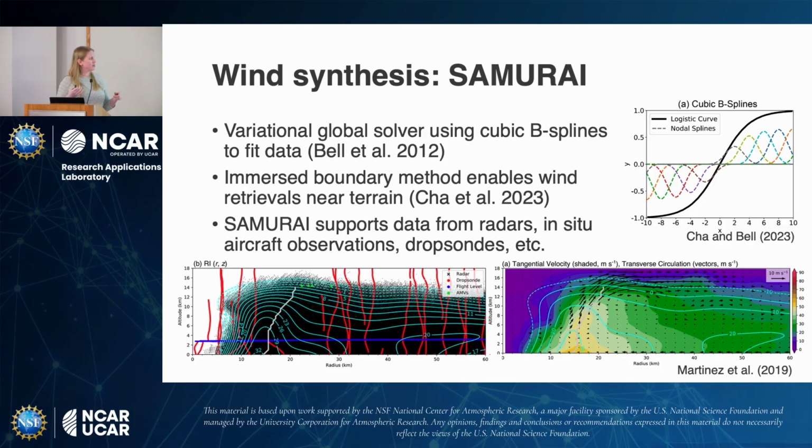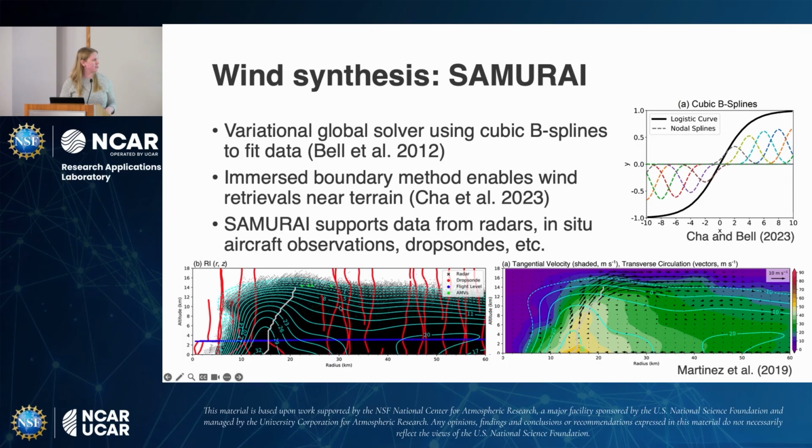And recent work by Ting-Yu as part of her PhD work was to use this immersed boundary method that allows for wind retrievals near complex terrain. So now there's a better way of retrieving wind near mountainous places like Taiwan. And so SAMURAI, as I mentioned, supports data from a lot of different instruments, including radars, in situ aircraft, dropsondes. And I think it's nicely illustrated by these figures here at the bottom.